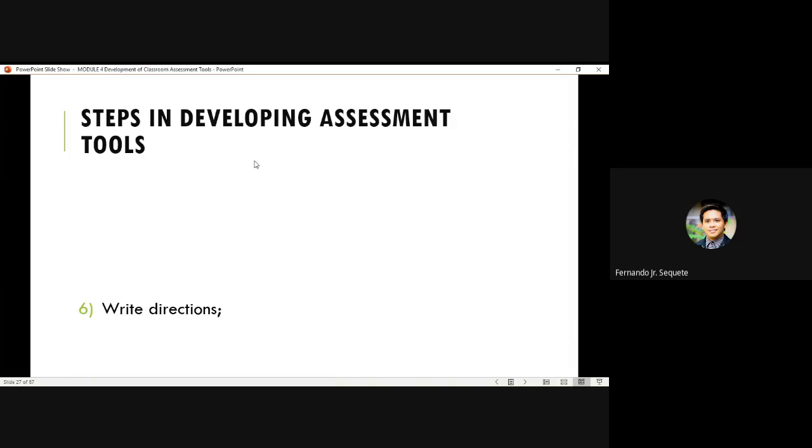Okay. Number six, you have to write directions. When you write directions, you should not use very complicated words, do not use very uncommon words. You should write the directions in a very specific and very clear statement. Okay? Not too long. Number seven, make the answer key, and of course, analyze and improve the test items. So those are the steps in developing assessment tools.